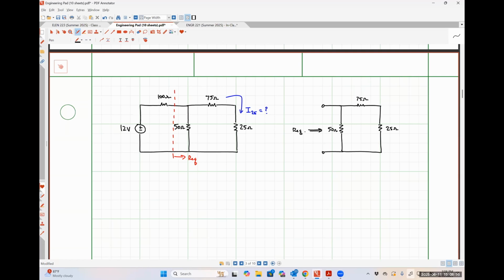You can do 75 plus 25, which is just 100, and then 100 times 50 over 150. Exactly right. So the series combination of 75 and 25 in parallel with that 50 ohm resistor. Okay. So REQ would look like 50 times, actually, let me do it as 50 ohms. Units are important.